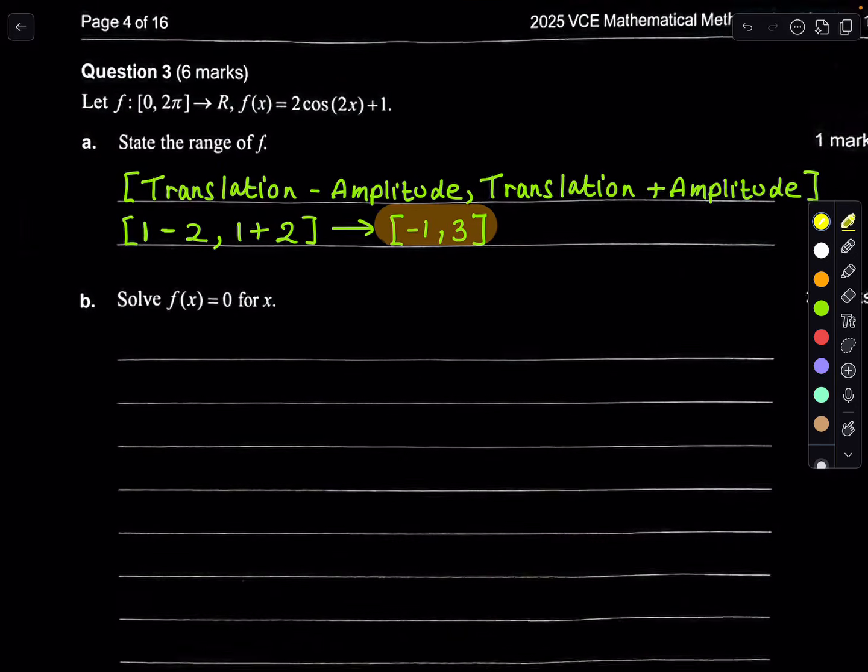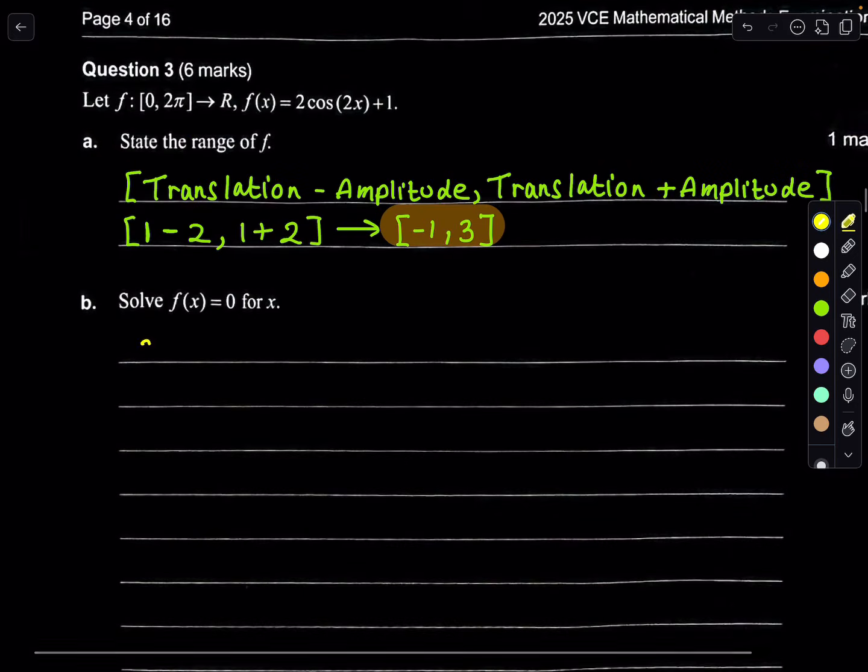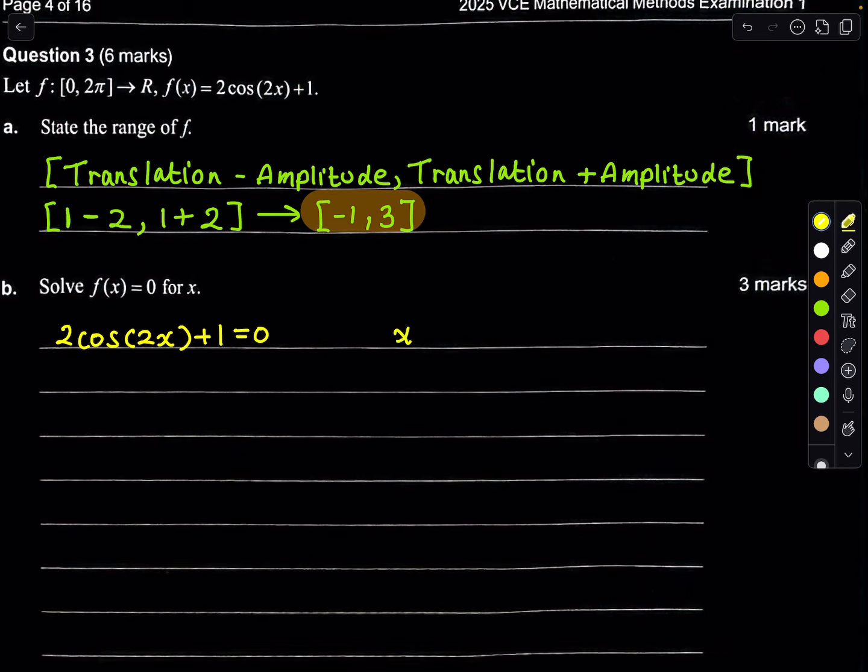Okay. So we have 2 cosine 2x plus 1 equals 0. And we're given that the domain is 0 to 2 pi. Now be careful, legends. We need to fix this domain. Can you see how the inside of our function is 2x and here is x? We need to make sure that they are the same.